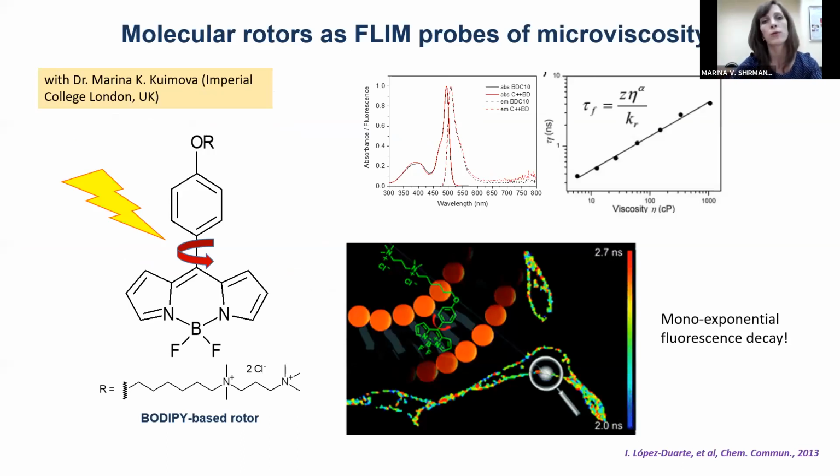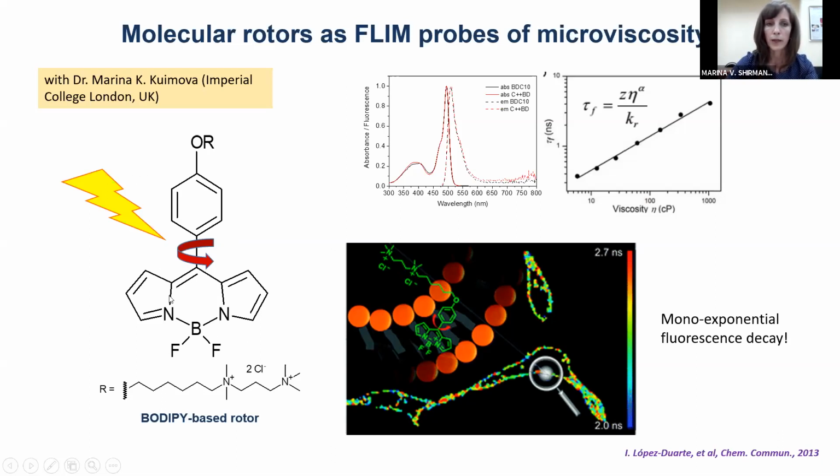To visualize and measure the viscosity of membranes, we used a chemical dye, a molecular fluorescent rotor. The principle of such measurements is that upon excitation with light, the rotor, this molecule, rotates, and the rotation rate depends strongly on the viscosity of the solvent. In viscous media, the rotation is slow, and so the fluorescence intensity and lifetime of the rotor increase.